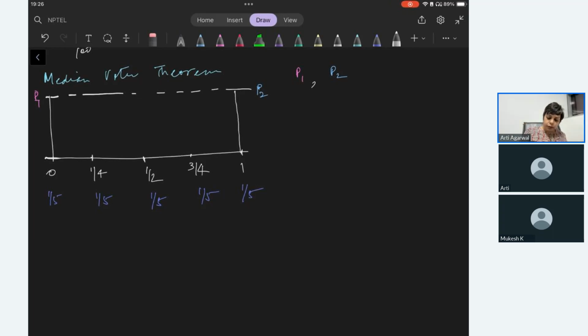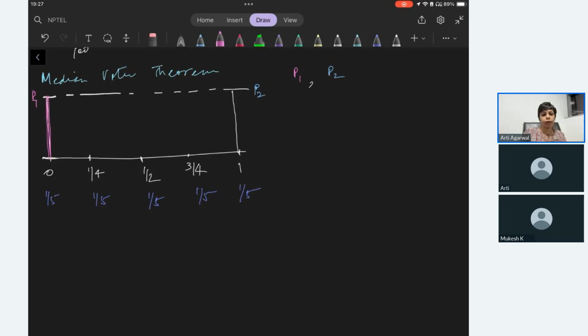Now let's see what happens if P1 is at 0 and P2 is at 1. All the voters at 0: the closest candidate is P1, right? So all voters at 0 are going to vote for P1. I am marking this full line to indicate that all the 1 by 5 voters at 0 are voting for P1. Again, for people at 1 by 4, the closest candidate is P1, and P1 is within 0.5 of their policy position. So all the people at 1 by 4 will also vote for P1, isn't it?